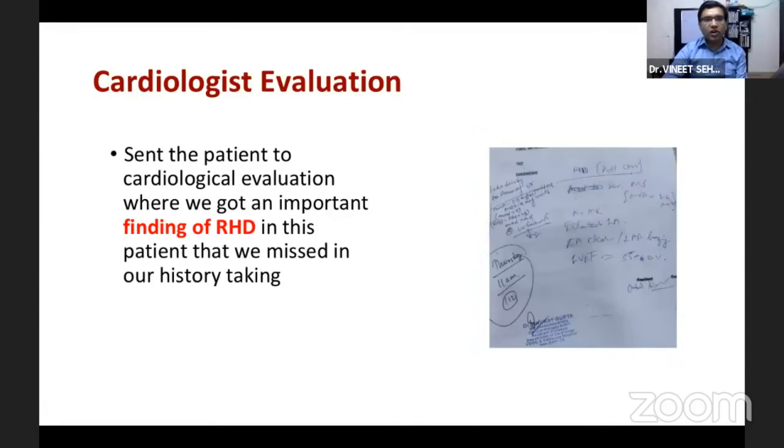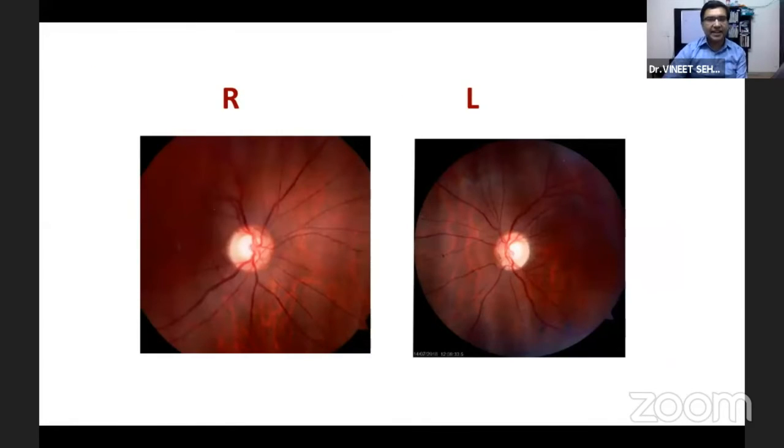So what we did was we sent the patient for cardiological evaluation, and we saw the patient was suffering from an RHD. So I went back to see the patient, and I saw the optic nerve, everything. And then I saw some kinking of the vessels and some occlusion in the inferior part. So it was an inferior BRAO, which I had missed, which might have caused this effect.